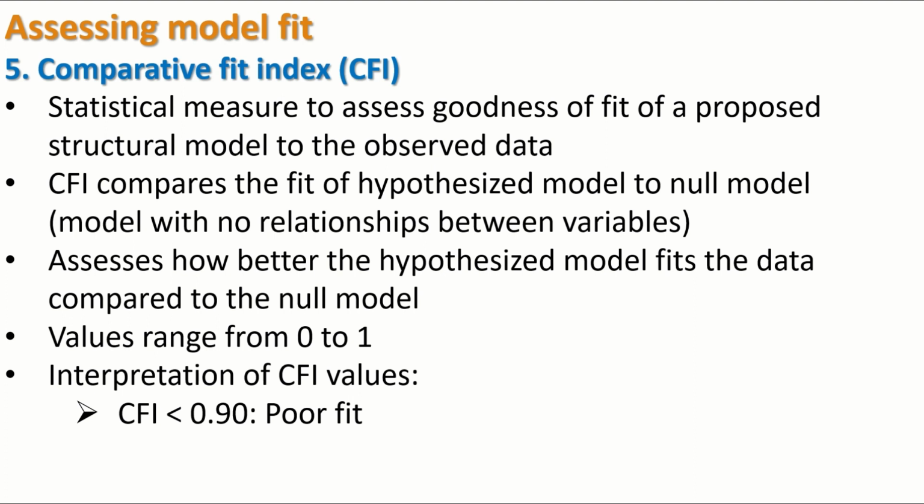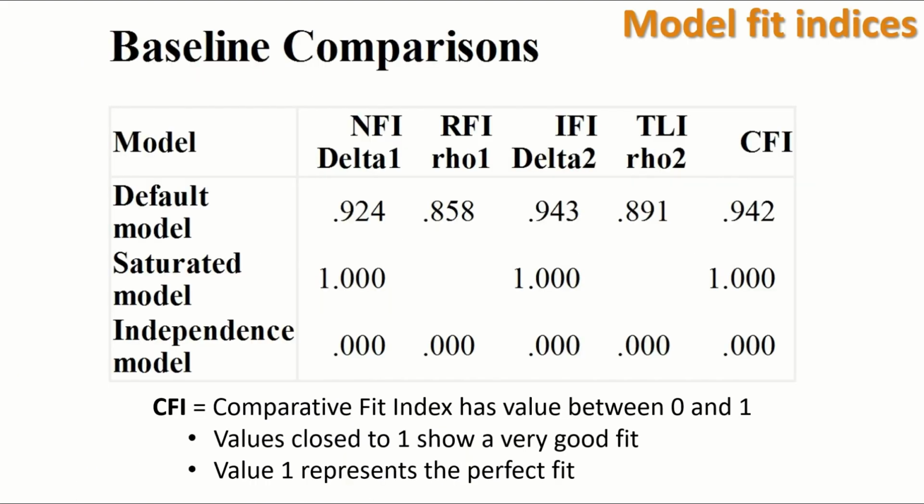If the value for CFI is less than 0.9, then poor fit. Anything greater than or equal to 0.9 and less than 0.95 is marginal fit. As shown here in this table, the CFI value is given as 0.94. And as described here, the CFI has a value from 0 to 1. A value close to 1 is very good fit, and 1 represents perfect fit.